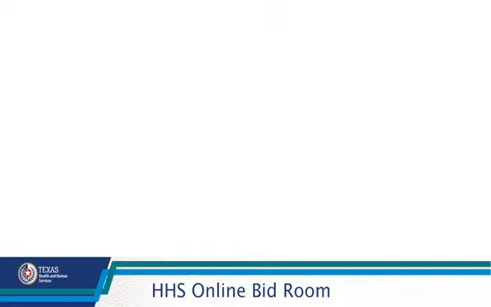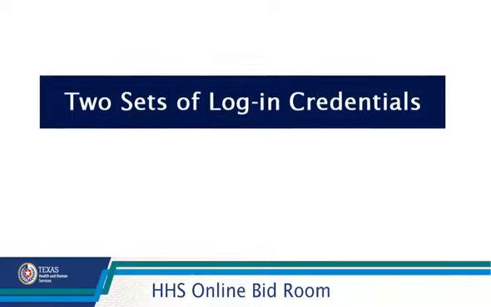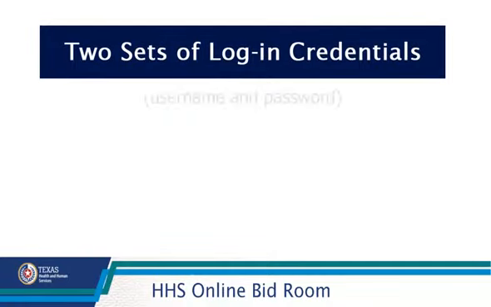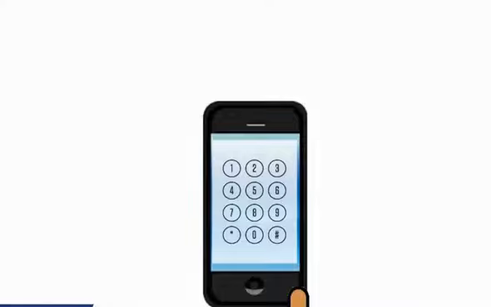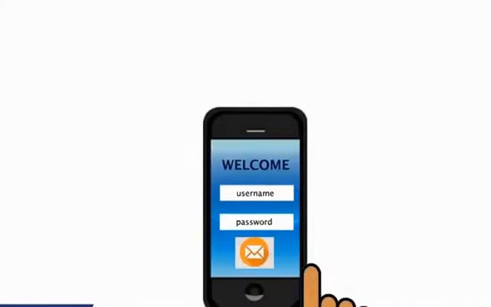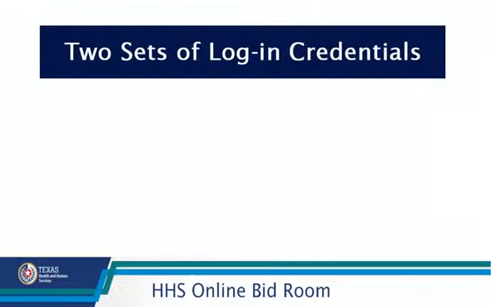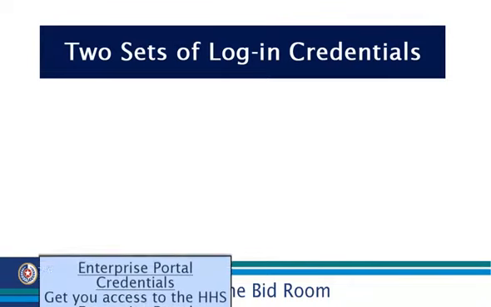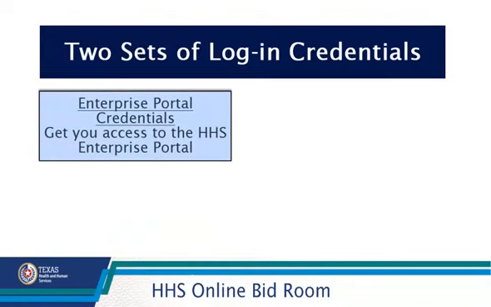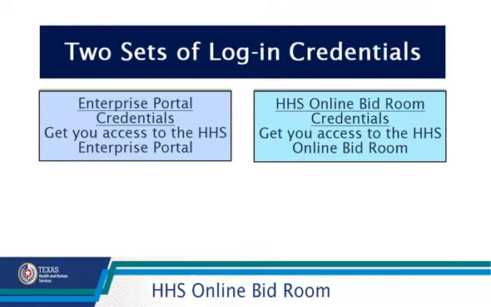In order to get started with the HHS Online Bid Room, you will need two sets of login credentials. In other words, a username and a password. You can think of this like having to log into your cell phone and then having to log in separately to an application you wish to use on your cell phone. To access the HHS Online Bid Room, you will need a set of credentials for the Enterprise Portal and a set of credentials for the Online Bid Room.